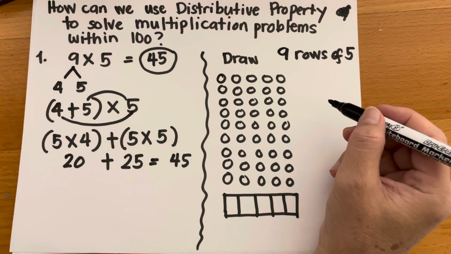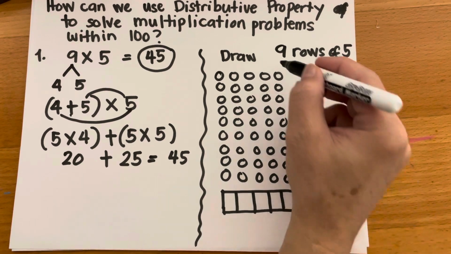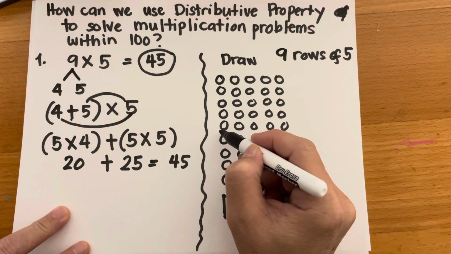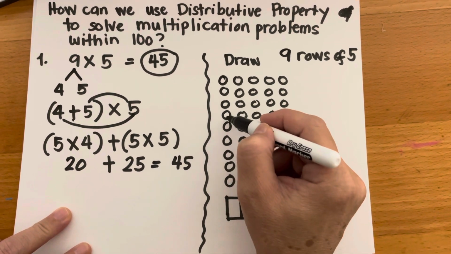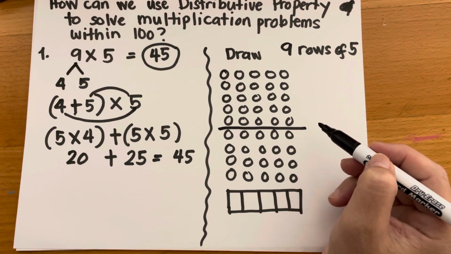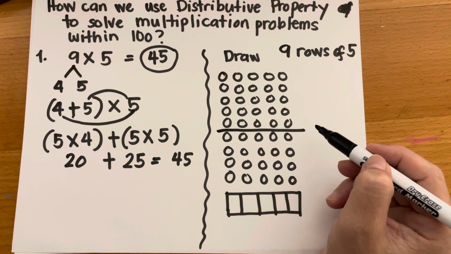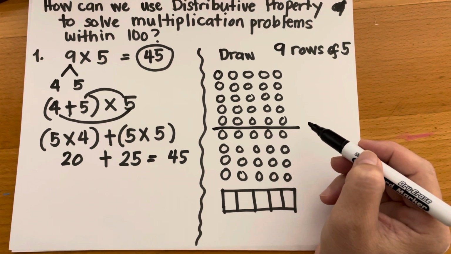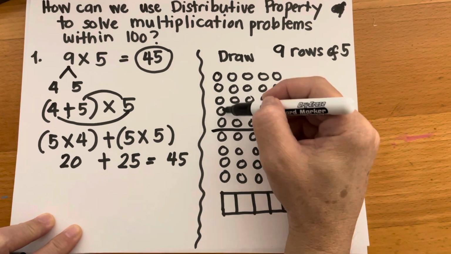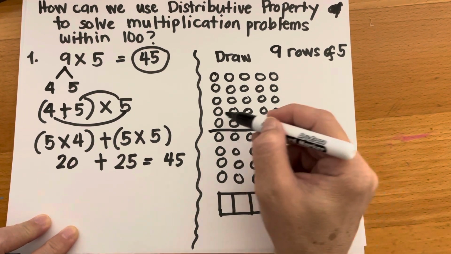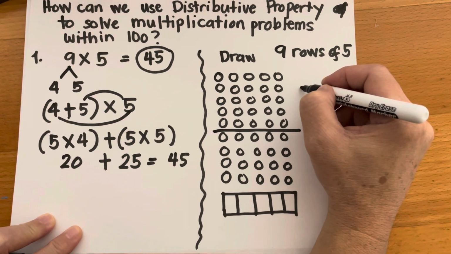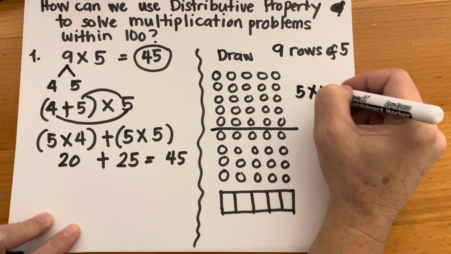Okay, so you are going to break the 9 down into 2 groups. The first group is 5: 1, 2, 3, 4, 5. Again, as I said earlier, you can break 9 into 7 and 2, or 6 and 3. So I have here 5 rows of 5. That means 5 times 5.